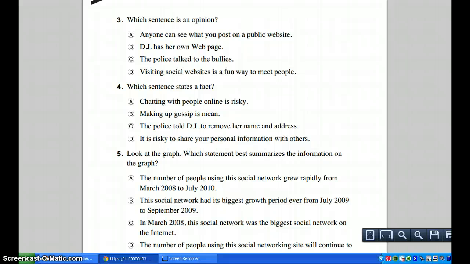Number 4, which sentence states a fact? A, chatting with people online is risky. B, making up gossip is mean. C, the police told DJ to remove her name and address. D, it is risky to share your personal information with others.